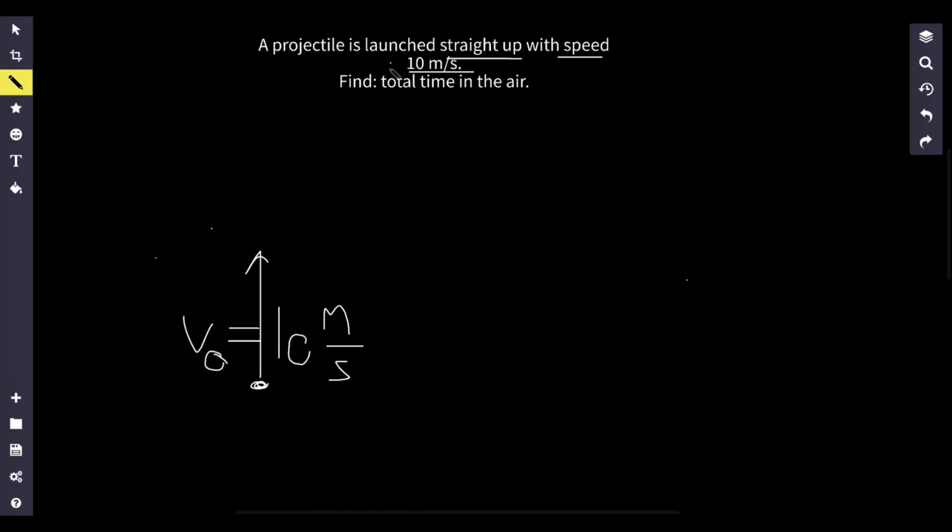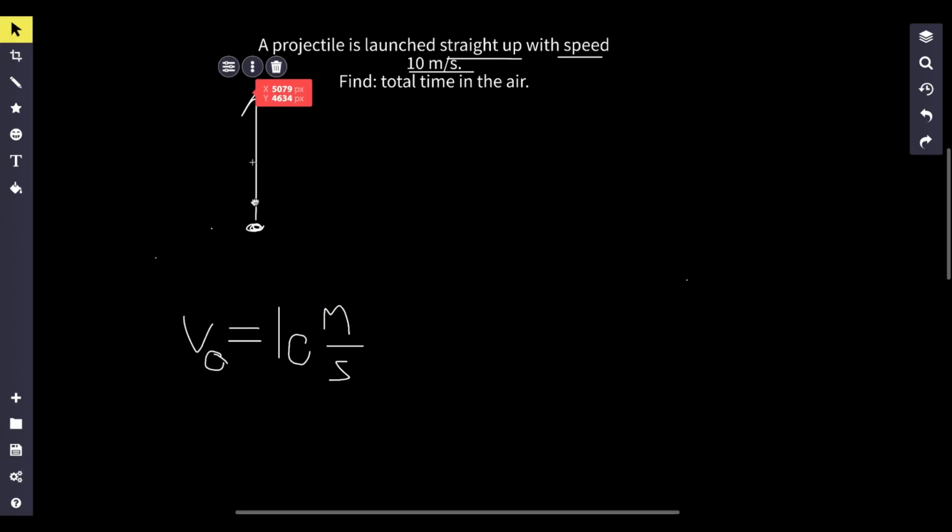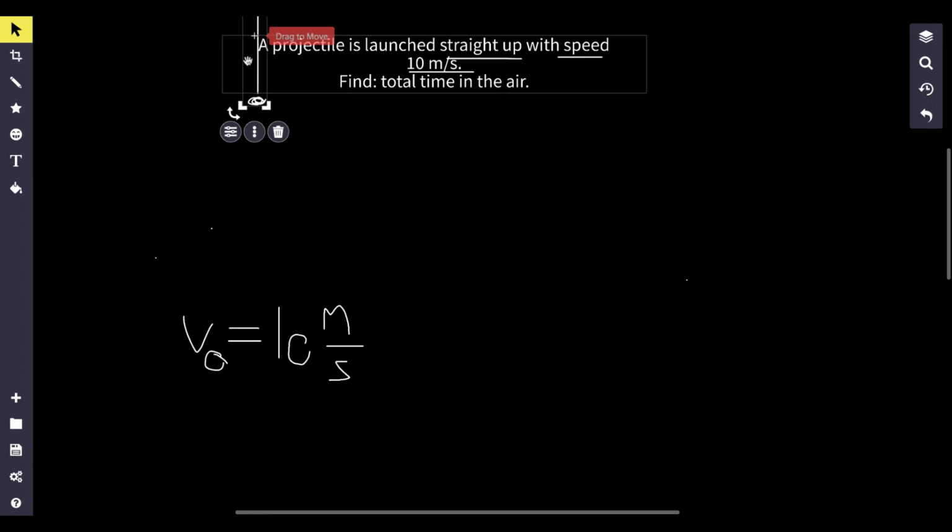Anyways, we want to find out the total time in the air. So what's going to happen is that this projectile is going to go up. However, gravity at the same time is going to be pulling it down. So it's going to get to a point where it reaches its maximum height. And when the object reaches its maximum height, its velocity in the vertical direction is actually 0, because it's transitioning from going upwards to downwards. In that specific moment in time, the velocity is 0. So that's one important idea to know.